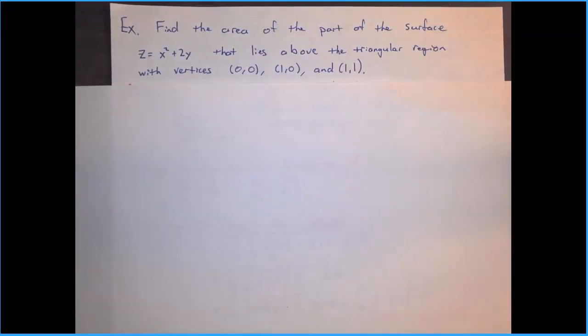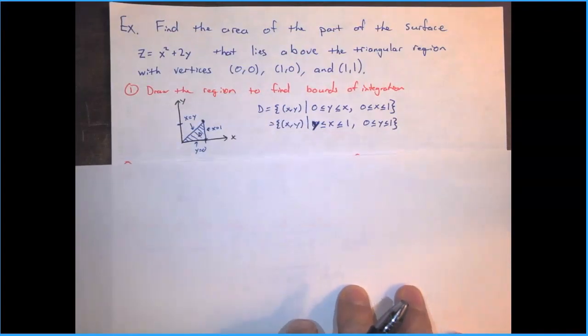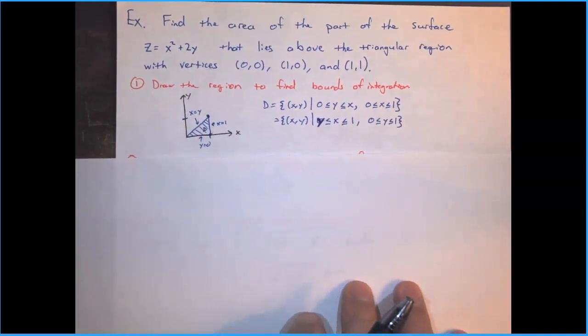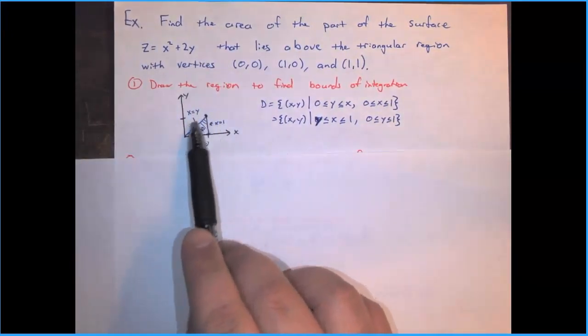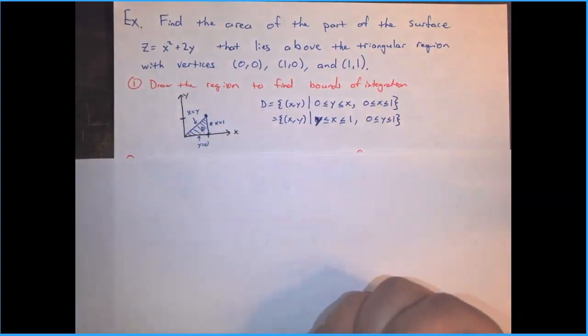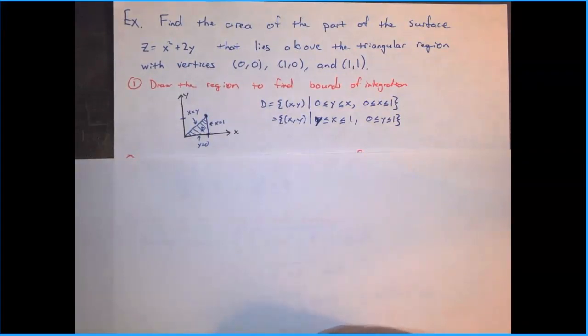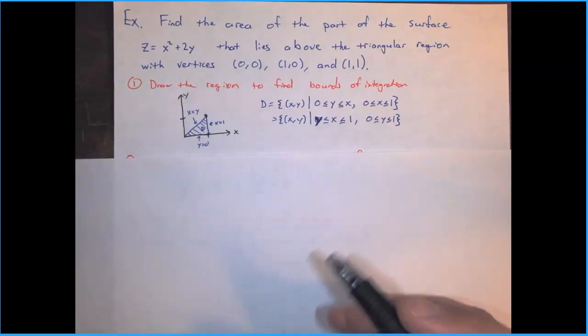Okay, let's look at an example. Find the area of the part of the surface z equals x squared plus 2y that lies above the triangular region with vertices (0, 0), (1, 0), and (1, 1). First thing I'm going to do is draw this region to come up with bounds of integration. So what's the region in the xy plane that I want to integrate over? And I'm not actually going to draw this surface. I'm just going to say, okay, the surface is above this triangle. It looks like something. Maybe I care, maybe I don't. I can use some software to graph it if I really care. And for this video, I didn't actually graph these surfaces. So if you're interested, we can talk about that in class, I guess.